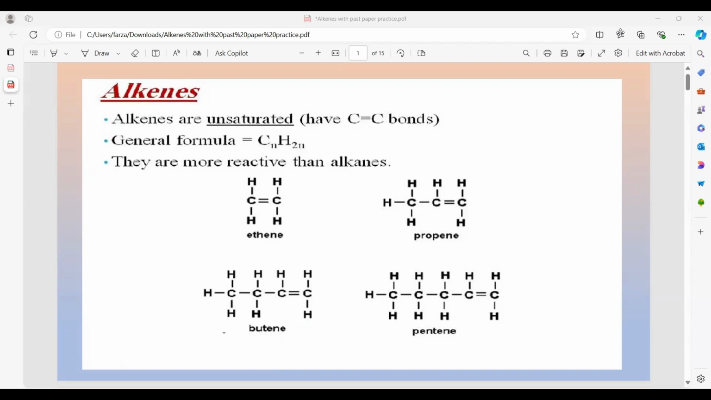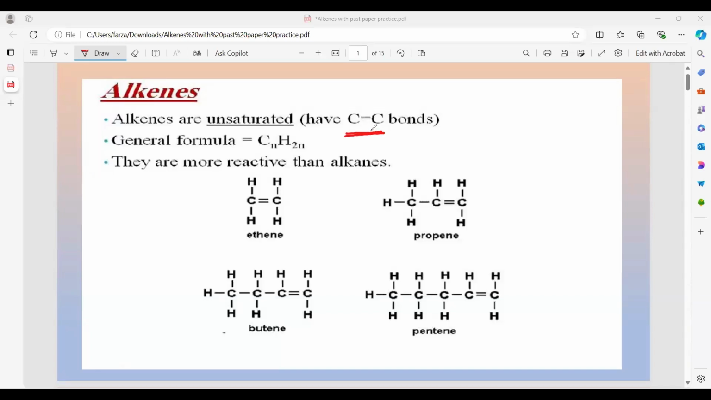Today we are diving into the fascinating world of alkenes. So what are alkenes and why are they so important? Alkenes are a type of hydrocarbons, which means they are made up of hydrogen and carbon atoms only. But what sets these alkenes apart from other hydrocarbons like alkanes? The key difference lies in the bonds between the carbon atoms. Alkanes have only single bonds, but alkenes have at least one double bond between the carbon atoms. And this double bond is what gives alkenes their unique properties.